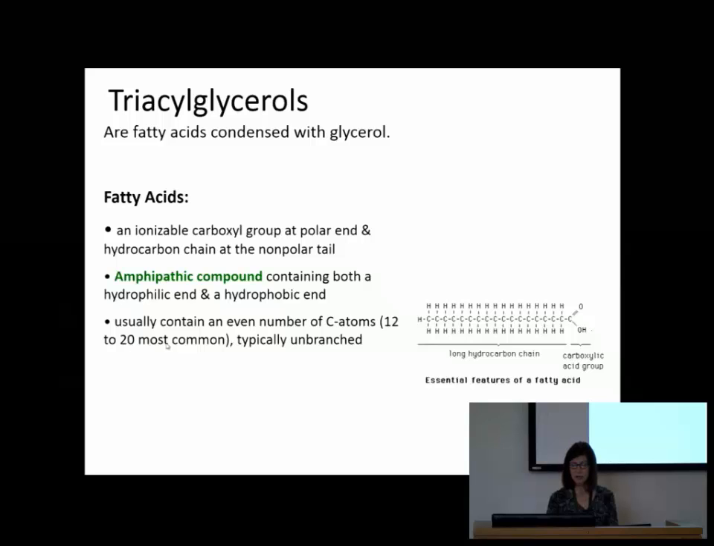Remember our definition of saturated means we're saturated with hydrogens. We don't have any double bonds in a saturated fatty acid. If we see a double bond, then it's going to be an unsaturated fatty acid. We can have more than one.